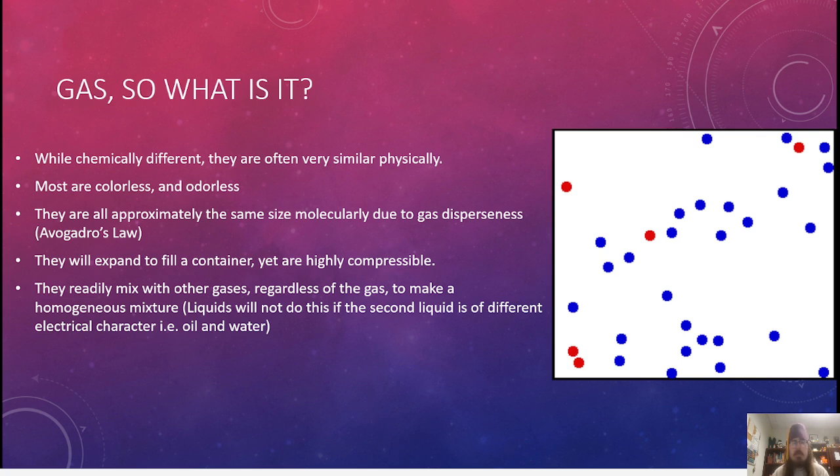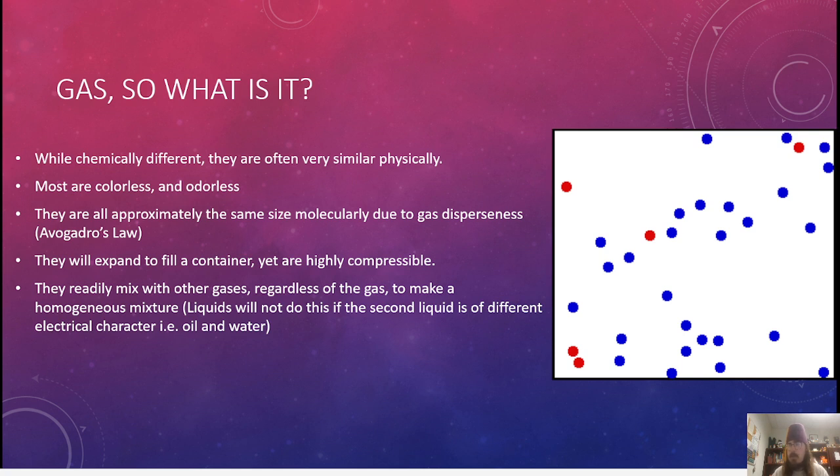Well, gases are chemically very different in reactivity. They are often very similar in their physical properties. Most gases are colorless. Most are odorless. As we'll learn in Avogadro's law, they are all approximately the same size molecularly. This is due to the gas dispersiveness.